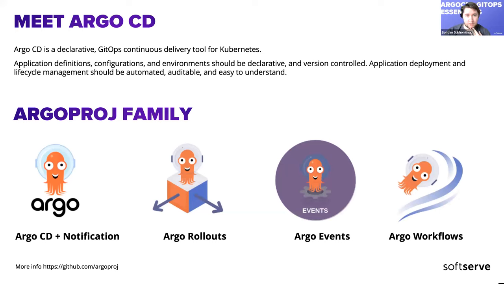A great tool for GitOps is Argo CD. Argo CD is part of the Argo project family. It consists of Argo CD itself. Previously, notifications were separate, but right now Argo CD and notifications are combined into one thing. It has Argo Rollouts, which is able to run blueprints in the GitOps world. It also has Argo Events and Argo Workflows. Events is something like advanced webhooks, and Workflows is something like Jenkins, a tool for running Kubernetes-native workflows. But today we will focus our attention on Argo CD, and hopefully in the future I will show you the other stuff.